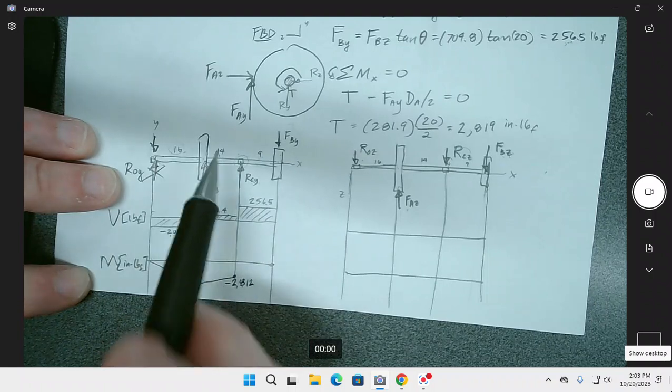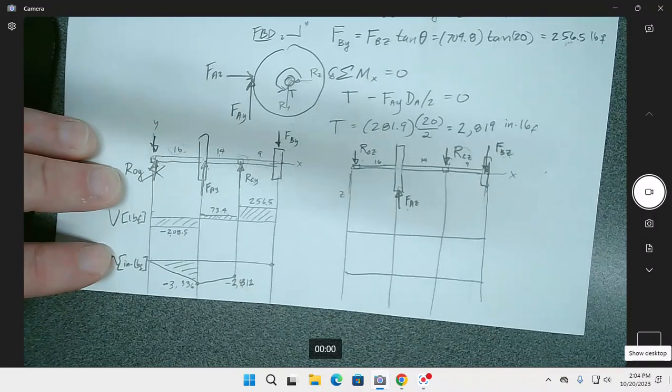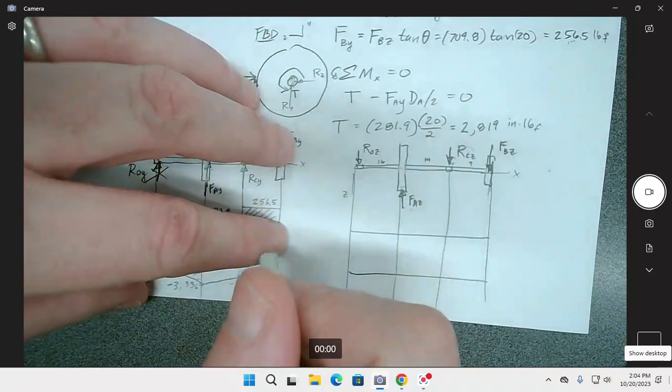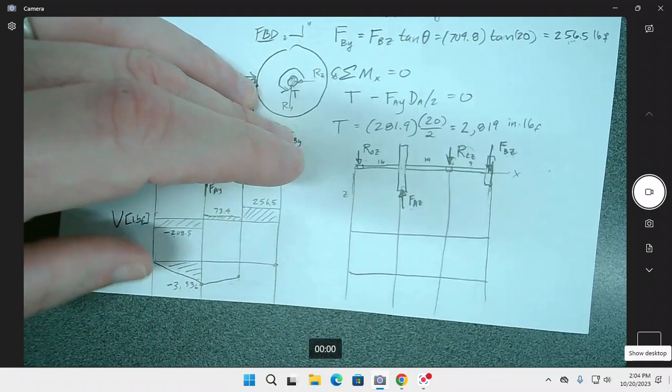Did I use 14 here? Let me try this again. All right, so I messed something up. Let me try it again. 208.5. Boom. Times 16. That value. Then 73.4 times 14. Boom. Okay. Subtract that out. All right, so this should be... See, it was good that I checked.